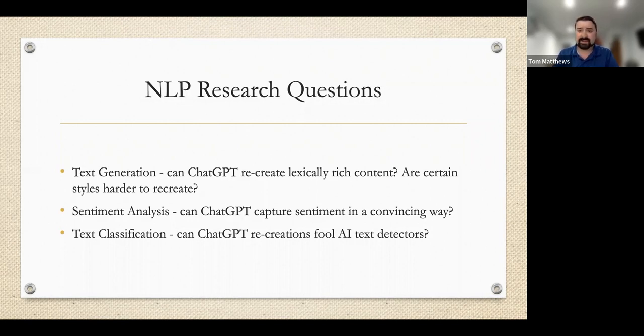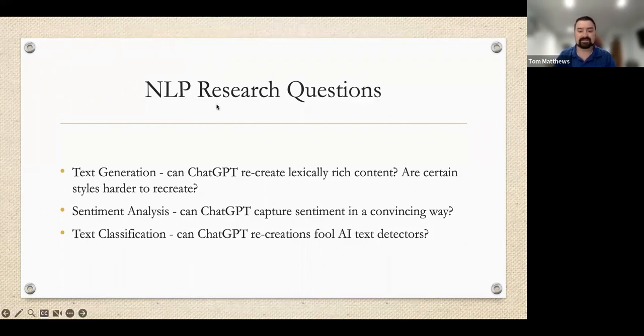In regards to sentiment analysis, I wanted to see if ChatGPT can capture sentiment in a meaningful way. Like, does it make sense? I also wanted to test some of the leading AI text detectors and see if my ChatGPT recreations could fool them. I was curious about that. And with the text generation, I went down the rabbit hole of lexical diversity. How rich are certain words and how rich is a specific piece of text? So are there certain styles that are just harder to recreate and have a unique signature?